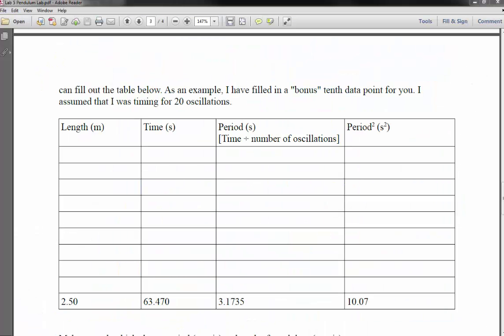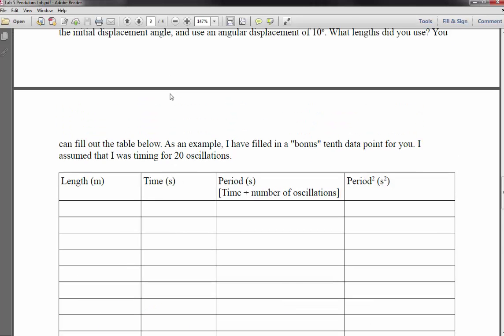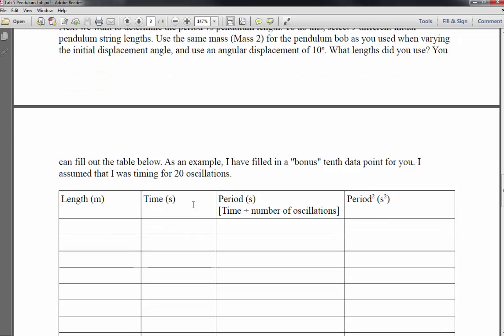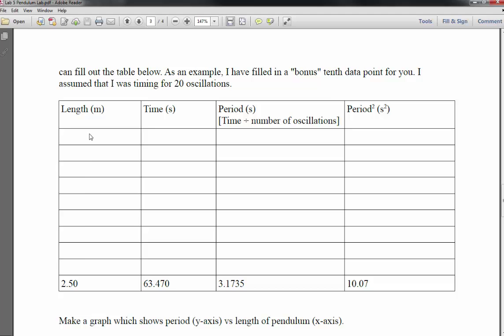All right, next up we have this part where we're varying the length of the pendulum. So you're going to do 9 different initial pendulum string lengths. You're going to use the middle mass and the middle angle of displacement to do this. So you've got to pick out some lengths, and you'll notice that there's basically 9 columns or 9 rows, excuse me, that you can fill out, and then I filled out a 10th one.